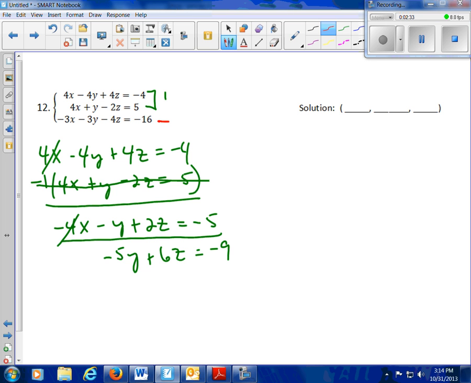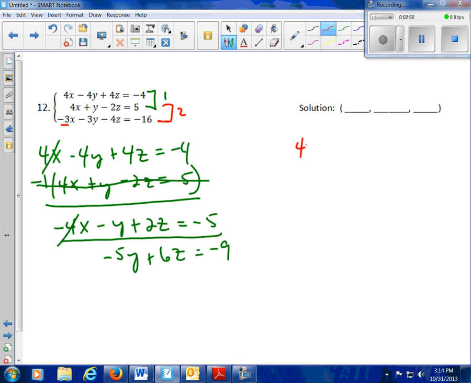And I think what I'm going to do is, since I want to get rid of x again, it really doesn't matter which equation I use, either the first or middle, because they're both exactly the same in front of x. So let's just go ahead and I will do the bottom and middle for step 2.